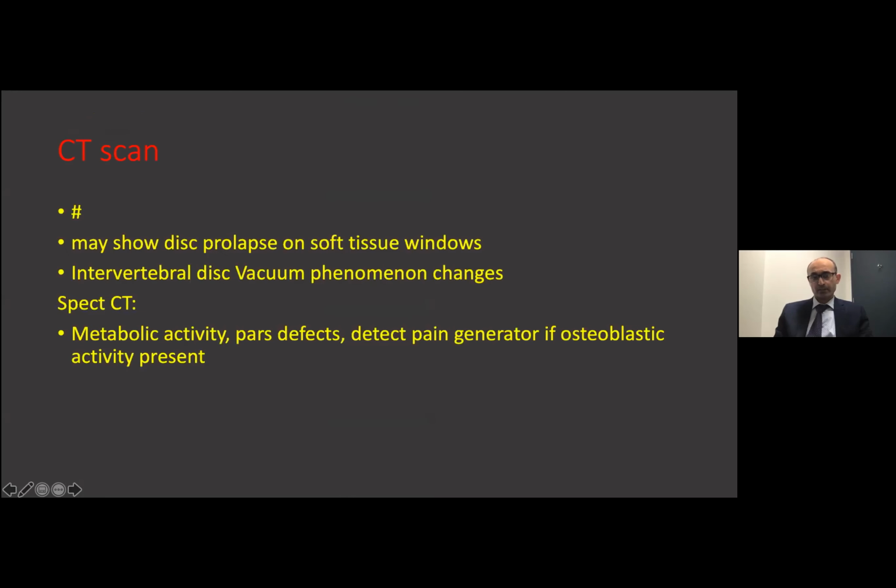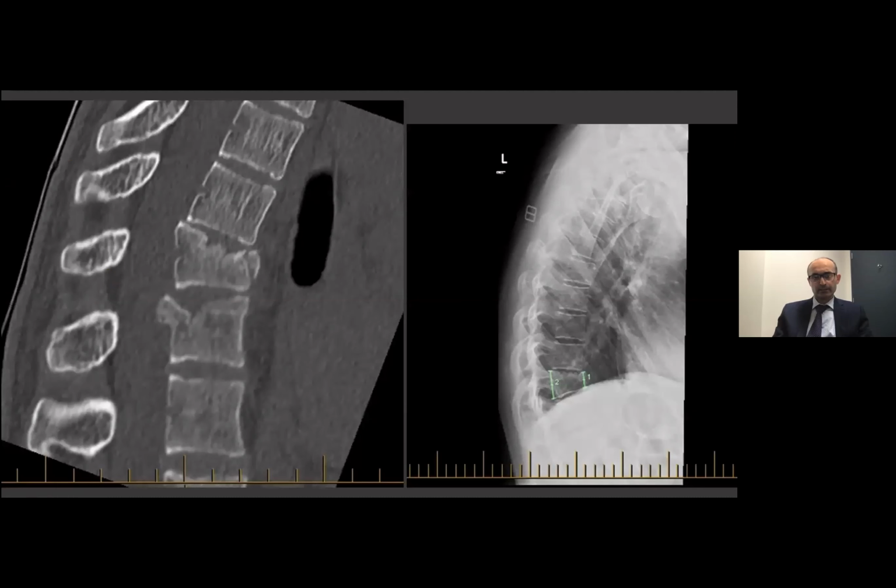A CT scan is very good to give me more details about the fracture. If you're lucky, we can see the disc prolapse in the soft tissue window. I have all the examples there to show you. And also vacuum changes, so gas in the disc, is a sign of degeneration or sometimes instability. SPECT CT is a more specific type of CT, which shows the osteoblastic activity. I'll come to that in the next slide.